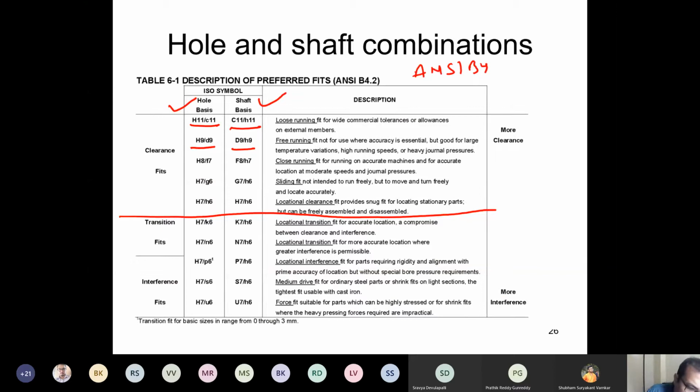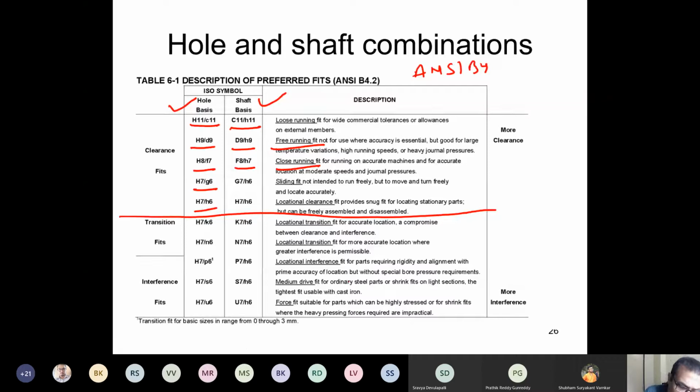So basically, then this is free running fit. This is close running fit. H8 F7, F8 H7. H7 G6 is a sliding fit. So it's not intended to run freely, but to move and turn freely and locate. And this is locational clearance fit. H7 and H6. So what it does is provide a snug fit for stationary parts, not for rotating parts, right?